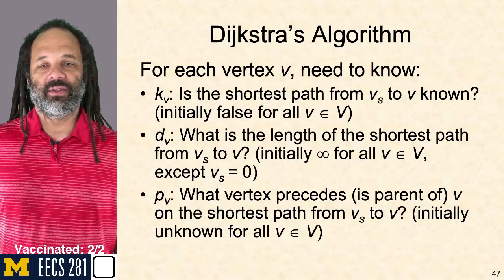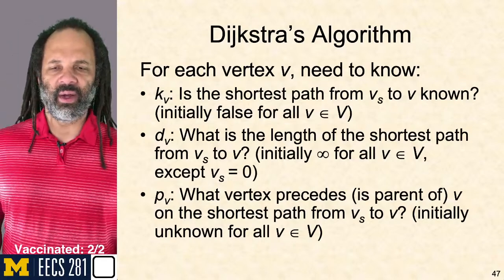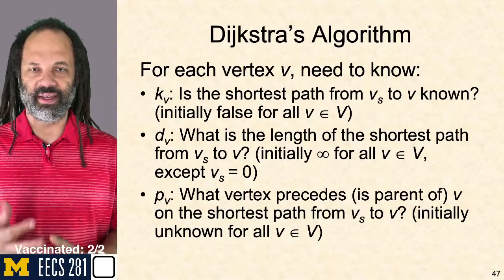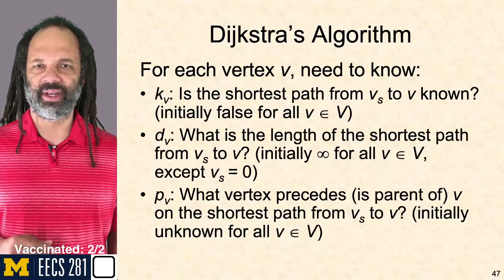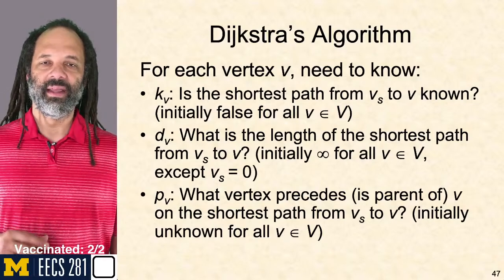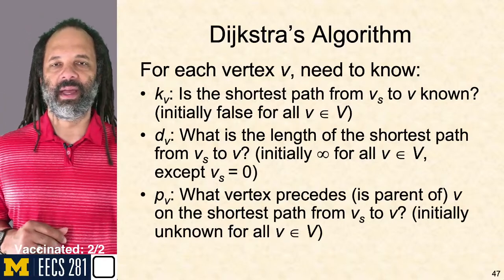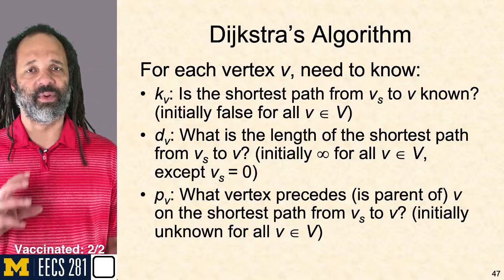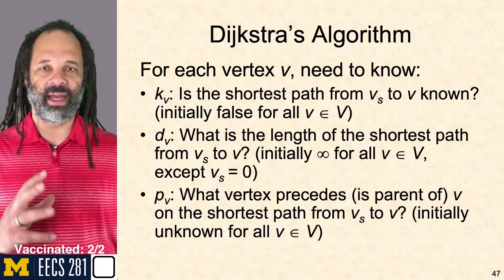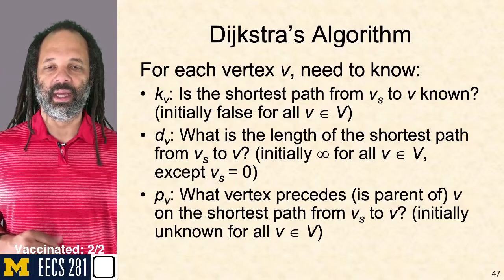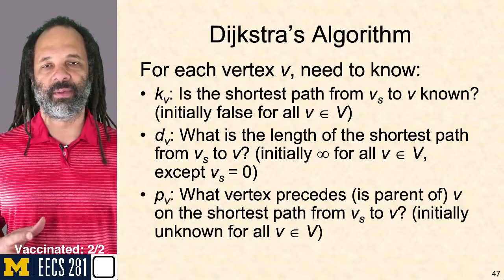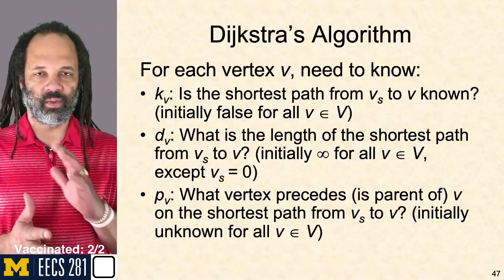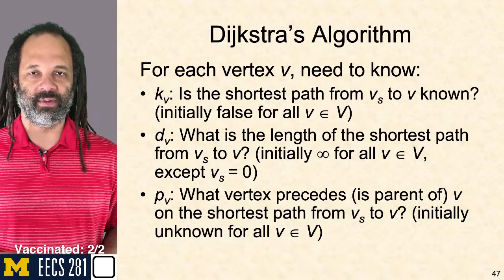As we do Dijkstra's algorithm, we've got some things we need to know. We need to know K sub V, D sub V, and P sub V. That sounds familiar, doesn't it? Well, it should be. This is a lot like Prim's algorithm, and actually Prim's algorithm has a ton of names, and one of them actually has Dijkstra included in it. So Dijkstra's algorithm and Prim's algorithm are very similar. We'll see there's just one small little step in there that differs between the two of them.